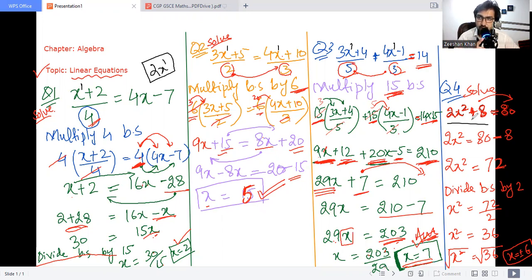We cannot solve a quadratic equation by the simple linear method. So therefore we have to follow this.